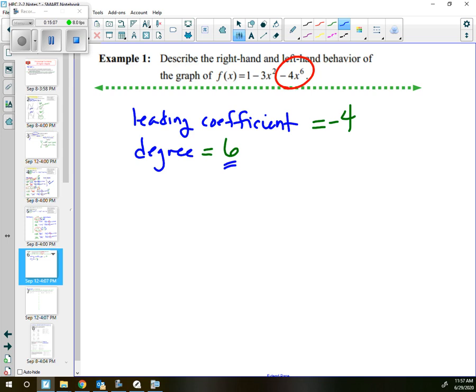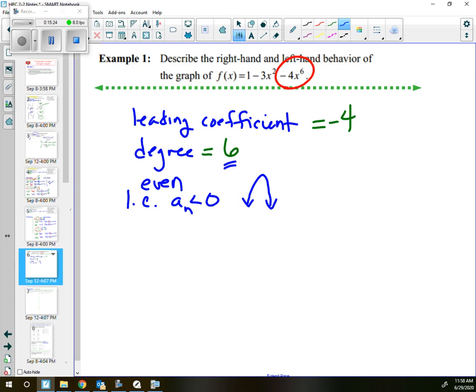Even, that means the ends are going to be going in the same direction. What does it mean if your leading coefficient is negative? Well, that means it's going to be reflected. So my leading coefficient is less than 0, and it's an even degree. So I know what my end behavior is going to be doing then.